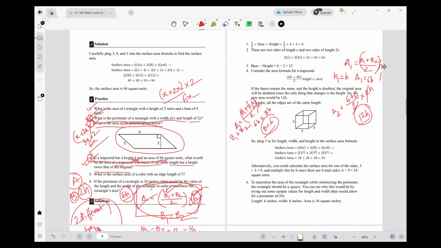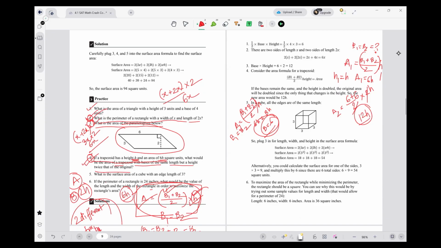The bases are the same. So B1 equals B2 equals what? Simple algebraic problems. Find out the base from trapezoid number one. I found out that the base equals 6 units. Yeah, the base equals 6 units.